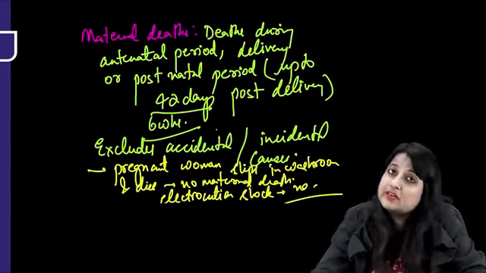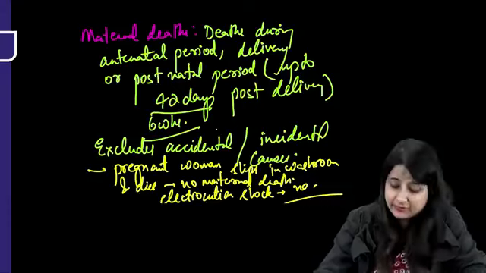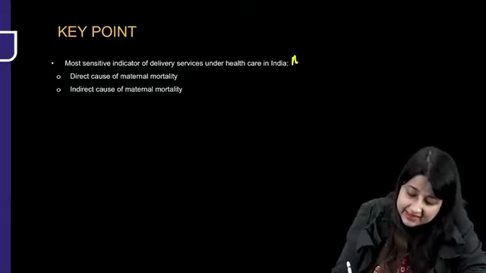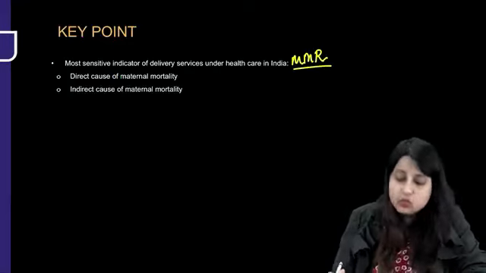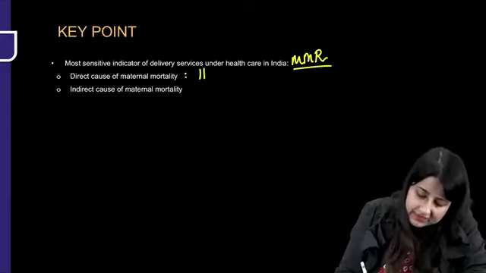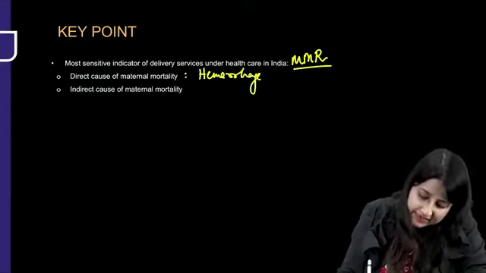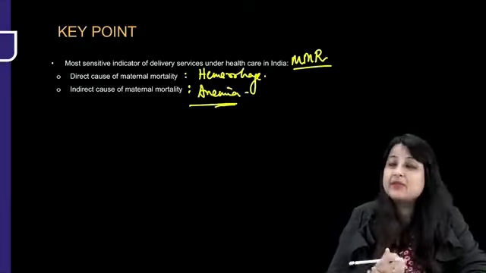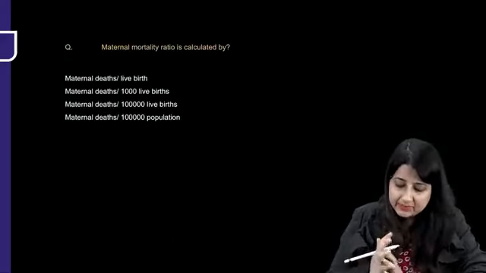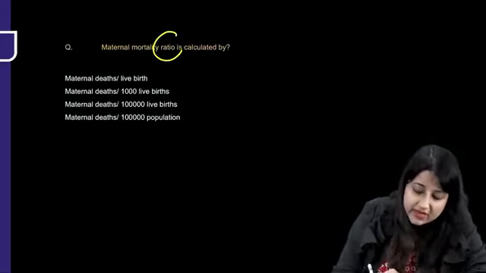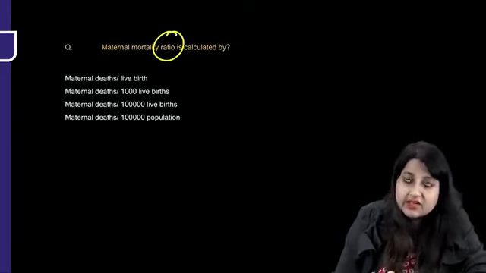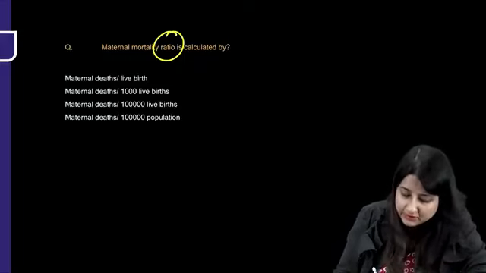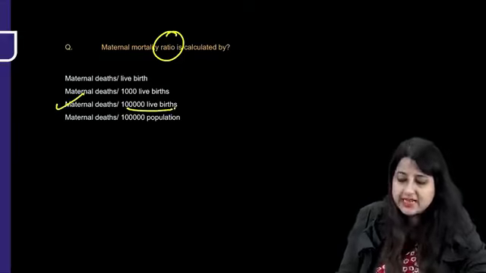The current maternal mortality ratio is 97 per 1 lakh live births. Now see, the most sensitive indicator of delivery services under healthcare in India is the maternal mortality ratio. What is the direct cause of maternal mortality? The direct cause of maternal mortality, everybody, is hemorrhage. And what is the indirect cause of maternal mortality? It is nothing but anemia. These can come in your exam. So see, maternal mortality ratio. Now, can the numerator be a part of the denominator over here? No. So the multiplier has to be 1 lakh, and maternal deaths per 1 lakh live births.